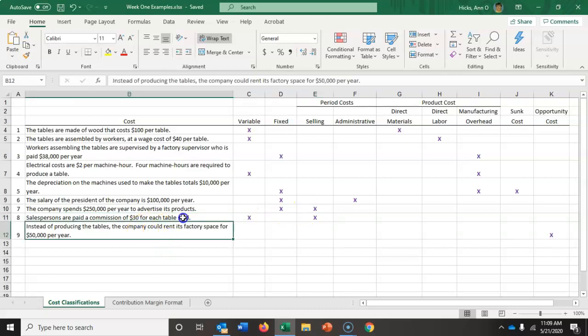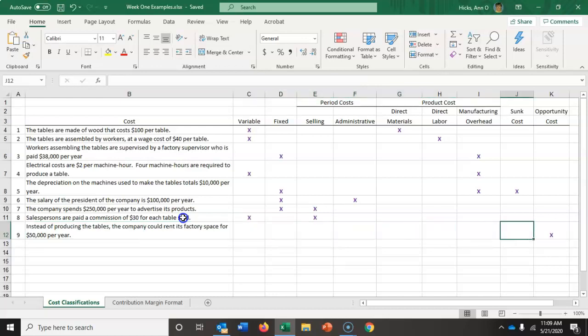Last cost, the company could rent our factory space for $50,000 per year if indeed we were not producing tables. That is what we call an opportunity cost. By choosing to produce or manufacture these tables, we are effectively giving up $50,000 in rent, and that becomes an opportunity cost.